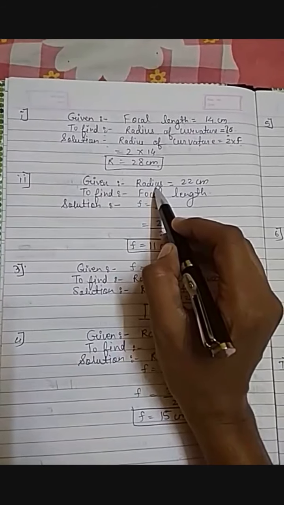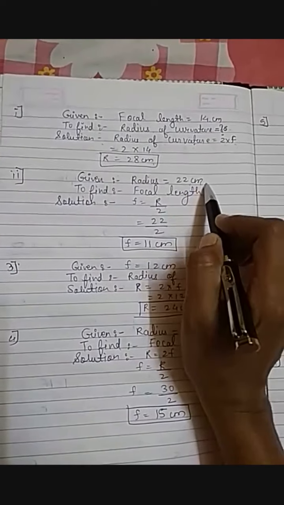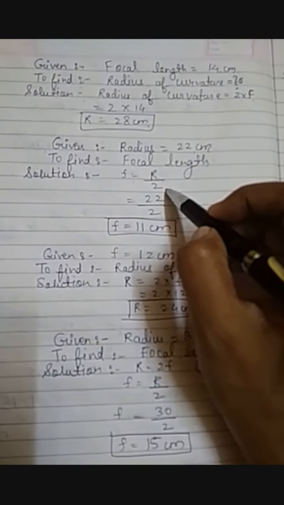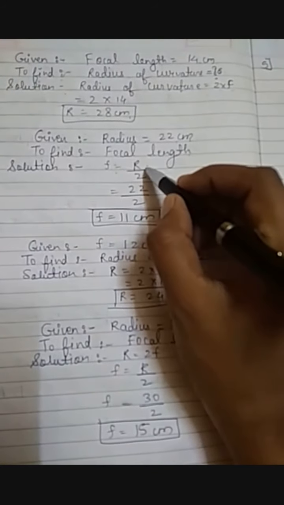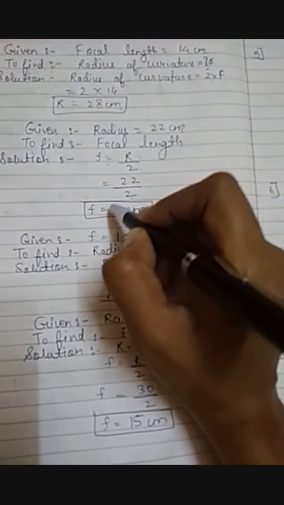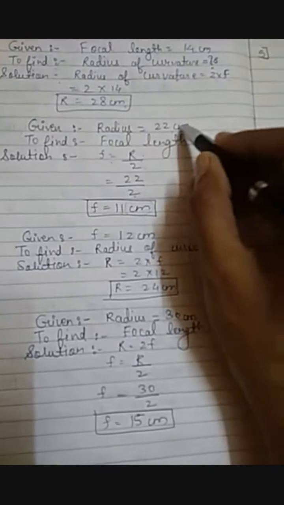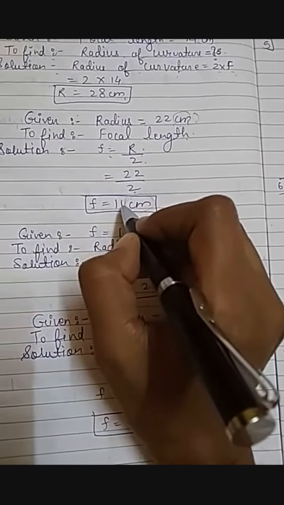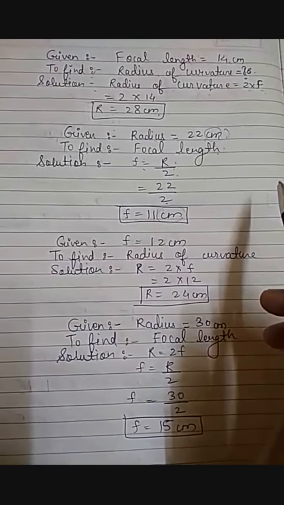The radius of curvature of a given concave mirror is 22 centimeter. So radius of curvature is 22 centimeter. We have to find the focal length of the mirror. So focal length is equal to half of radius of curvature. So what is radius of curvature? 22 divided by 2. It comes out to be 11. The unit is, as it is a length, the unit is centimeter because radius is given in centimeter. Therefore here also it will be centimeter. So focal length is equal to 11 centimeter. So this is the second numerical of the exercise. Let's see the next one.